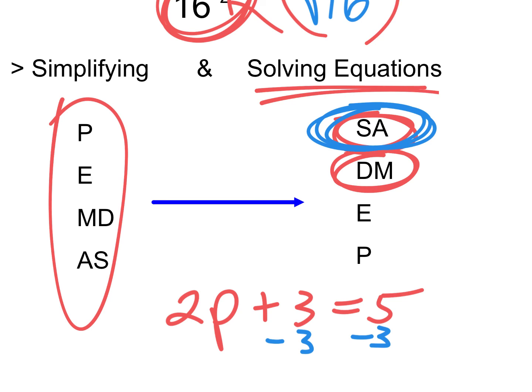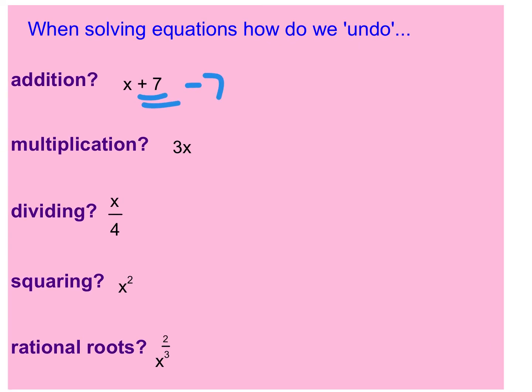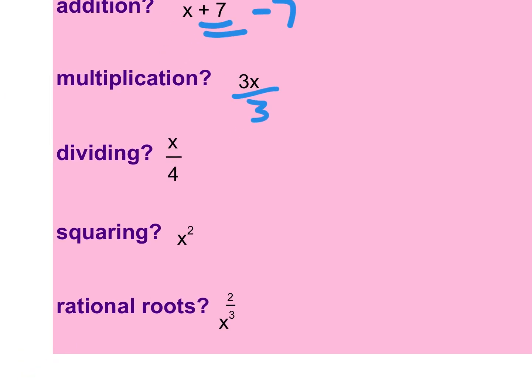All right, moving back to this page of the notes. Find the pink page, please. How do you undo plus 7? Minus 7. How do you undo times by 3? Divide by 3. How do you undo divide by 4?